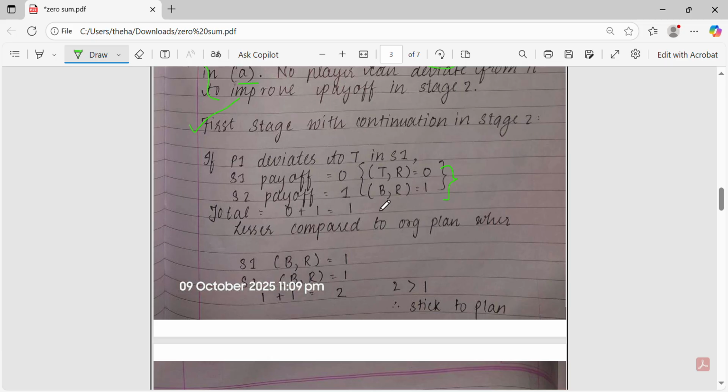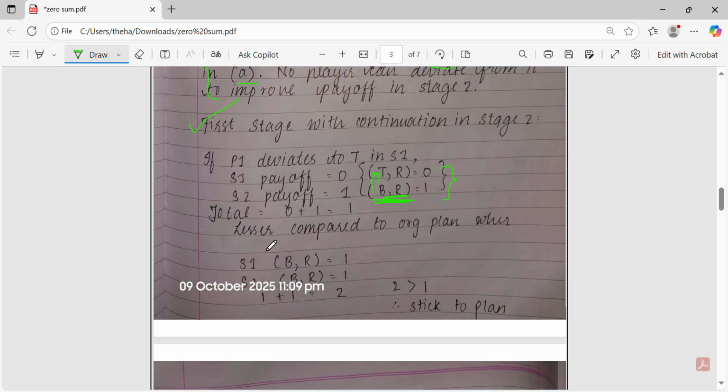See, BR stays constant, right? In stage 2 it is given that BR is to be kept, okay? But it can deviate. We are checking deviation, so where can it deviate to? It can deviate to T, so we are checking B to T. For T R, what will P1 get? 0. This is from the table again. Accordingly, in the stage 2 payoff we are keeping it constant, so 1 remains 1. So what is the total here? 0 plus 1.